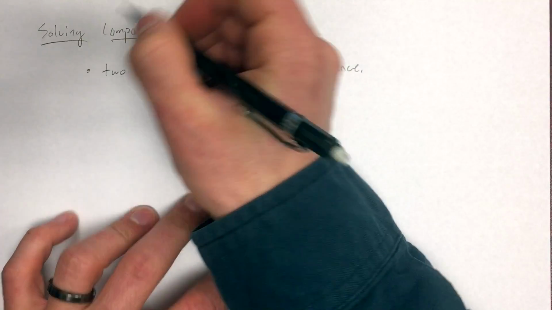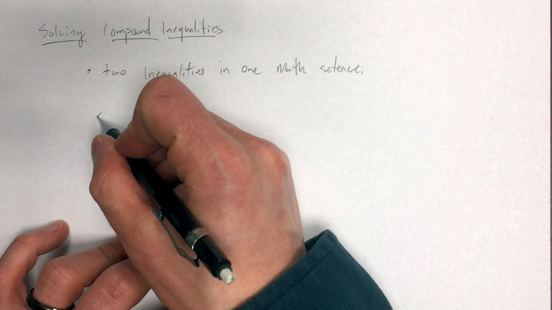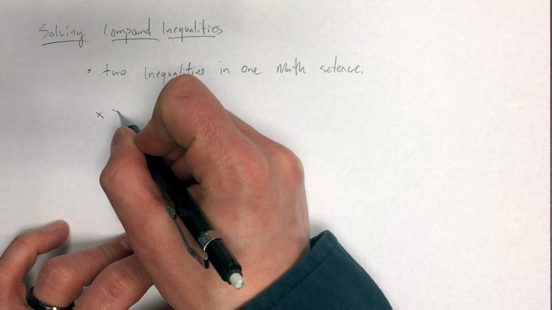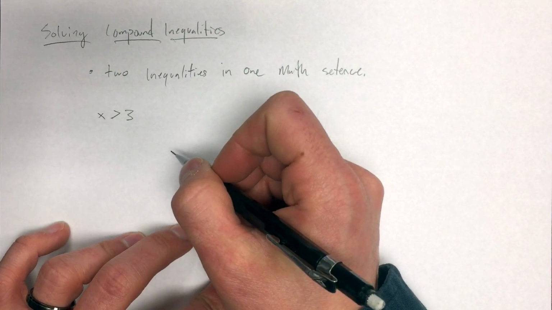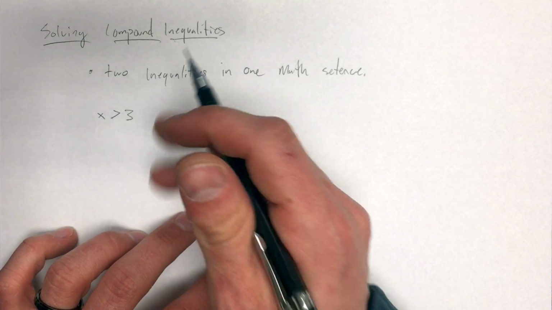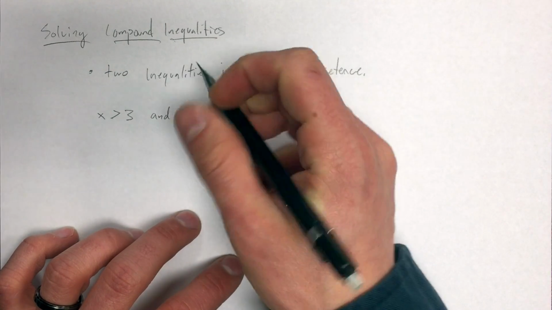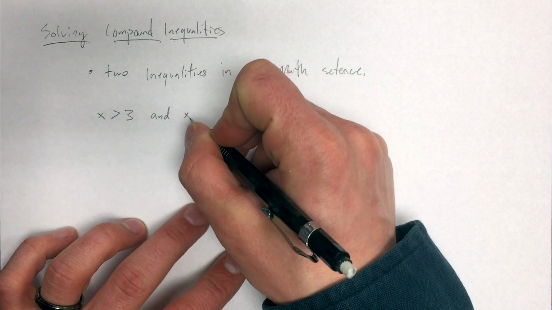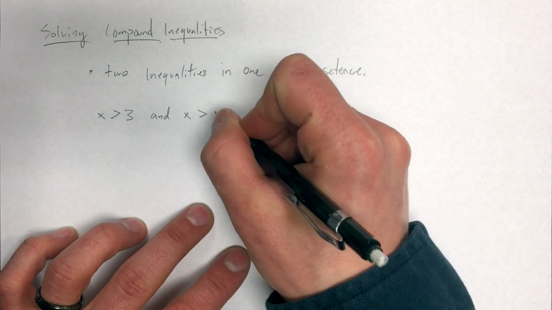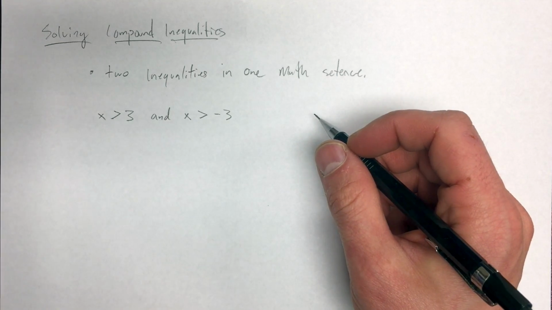Okay? So an example would be a very simple inequality of x is less than 3. Okay, that is a very simple inequality. You don't even have to simplify. All right, x is just less than 3. And x is greater than negative 3. Okay, that's one type of compound inequality.